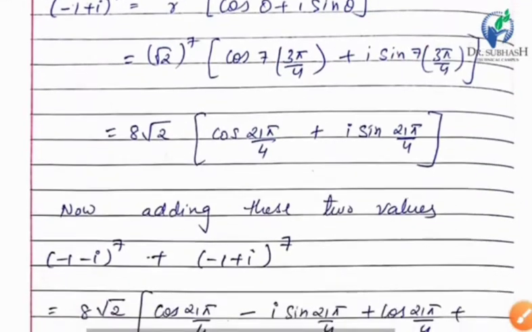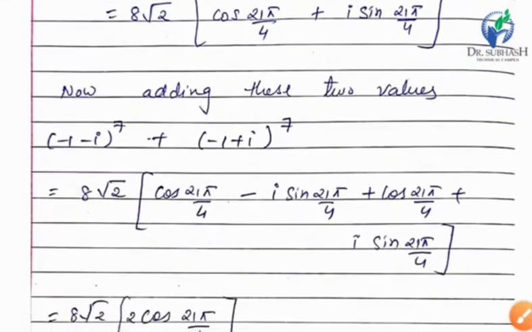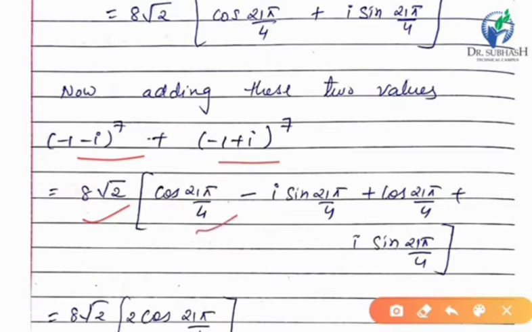Now we will add both the values. When I add this, 8√2 is common, so I am taking 8√2 out as common. Now the first term was cos(21π/4) - i sin(21π/4). The other term will be cos(21π/4) + i sin(21π/4).